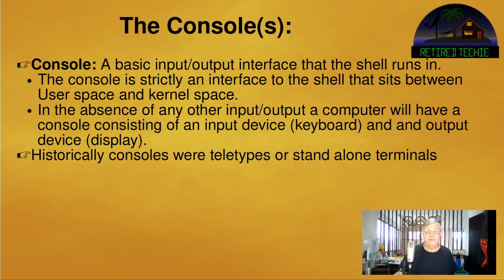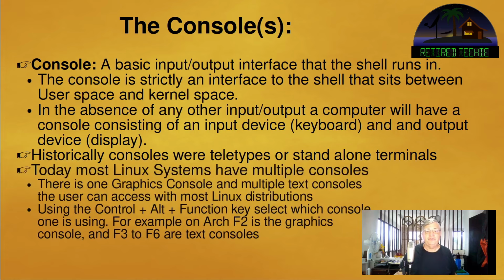Software consoles on your computer are also fairly simple devices. I will say that today most Linux systems have multiple consoles available through your user interface. There will be one console position that's dedicated to your graphics user display, and then there will be multiple consoles dedicated to text. I'll do a quick example here. Arch Linux. Using a Control-Alt and a function key, those are the ones on your keyboard with the F1, F2, F3, etc. Anyway, using Control-Alt and a function key selects which console you're currently looking at.